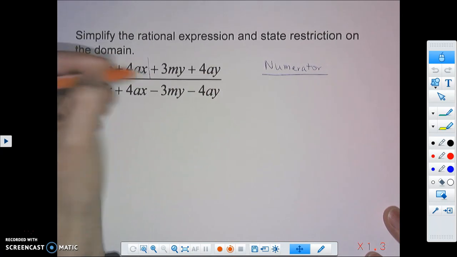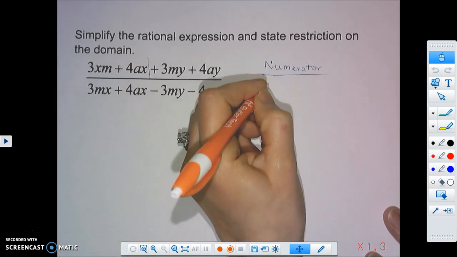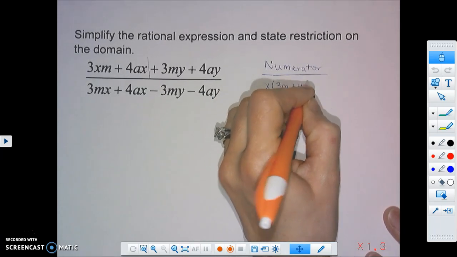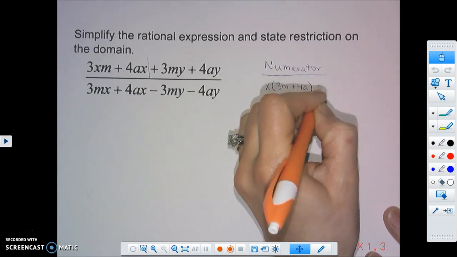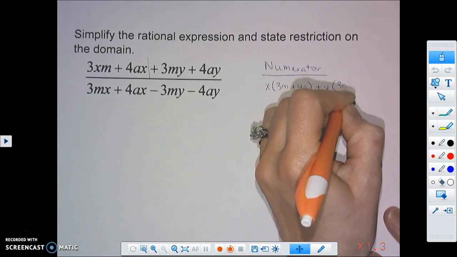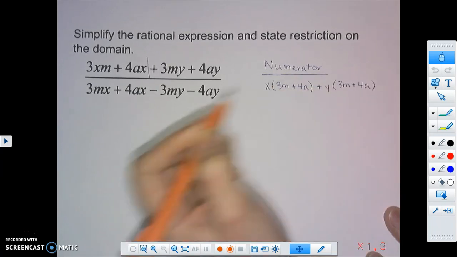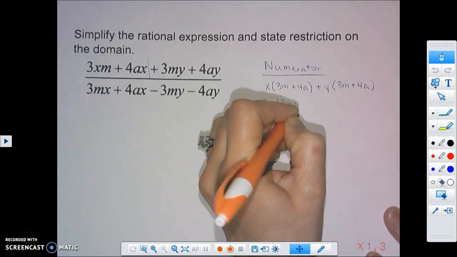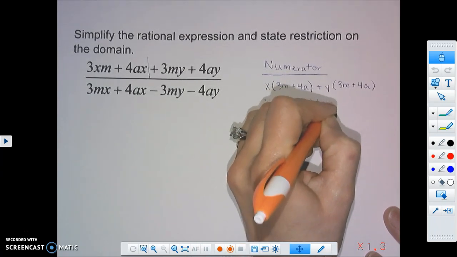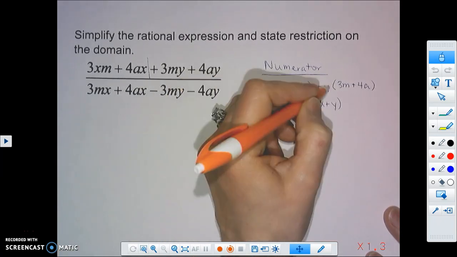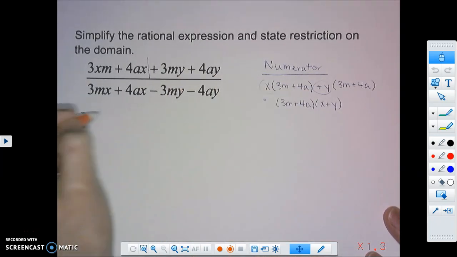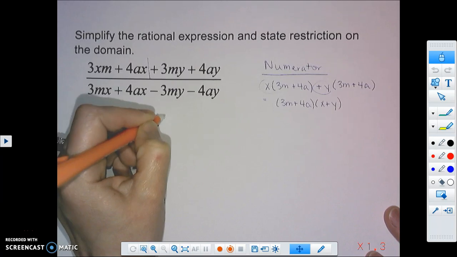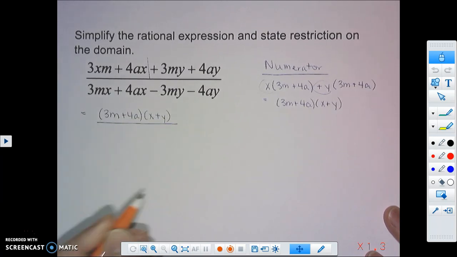So for the numerator, we're going to split it in half. The first half has an x in common, and left-hand side would be 3m plus 4a. The second half of the question is going to have a positive y in common, and left-hand side is 3m plus 4a. Again, parentheses the same, so we're going to write that once. And the x plus y, the GCF parts, are going to go into parentheses together. So our numerator factors into 3m plus 4a and x plus y. And remember, you can put those in the opposite order if you want.